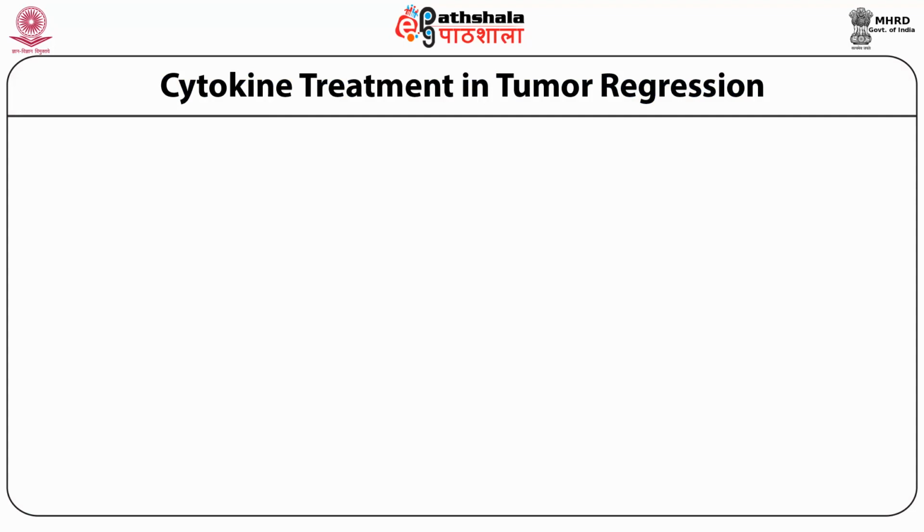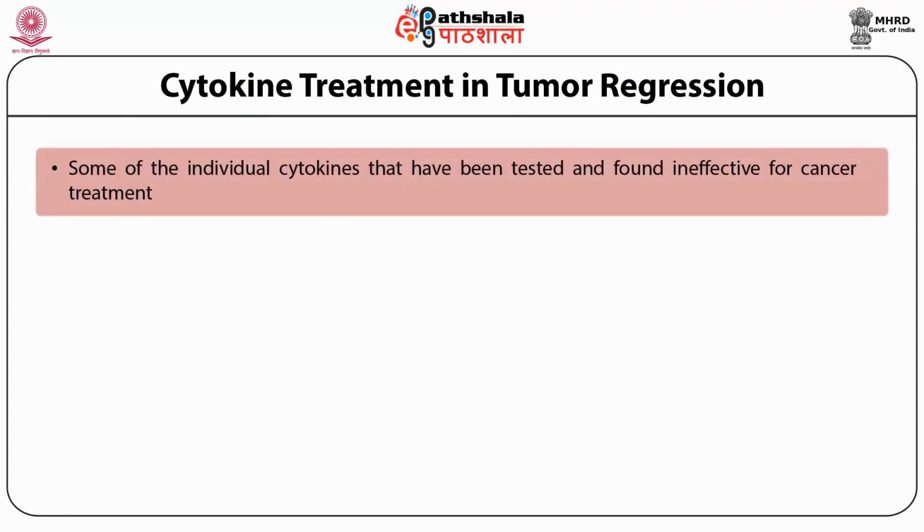Cytokine treatment in tumor regression. Some of the individual cytokines have been tested and found ineffective for cancer treatment. Therefore, IL-1 beta, although it may be useful because it helps to mitigate the severe toxicity of interleukin 2. Therefore, the combination of cytokines can be used for tumor regression.